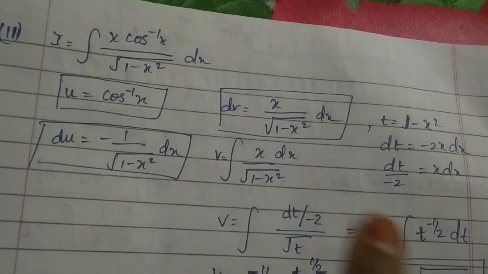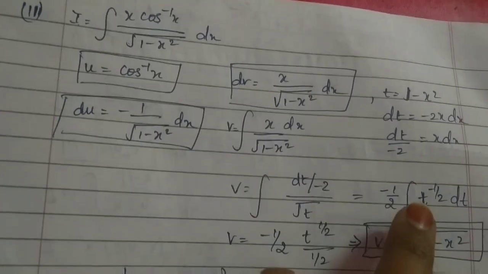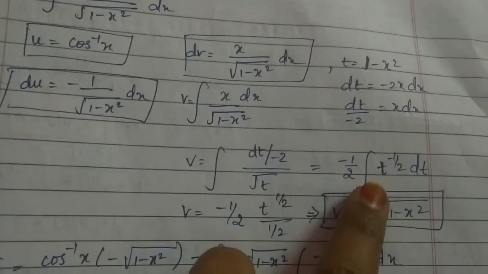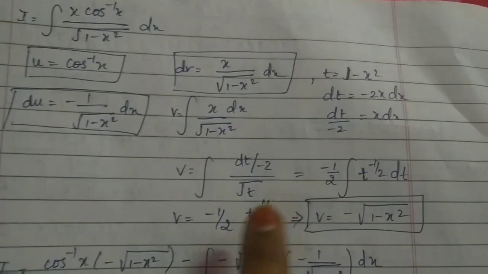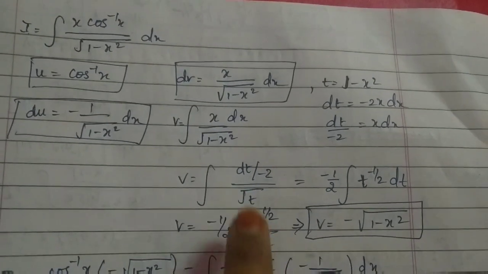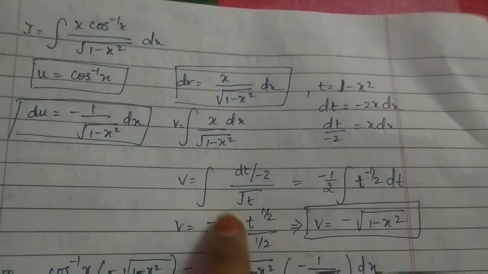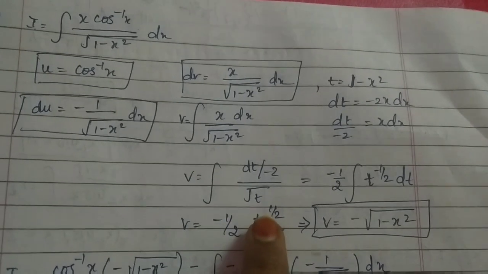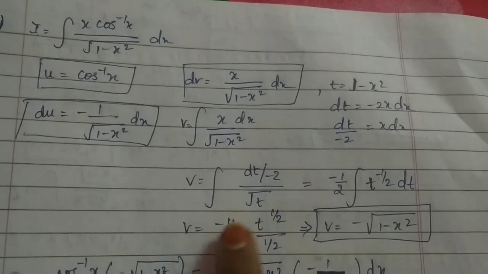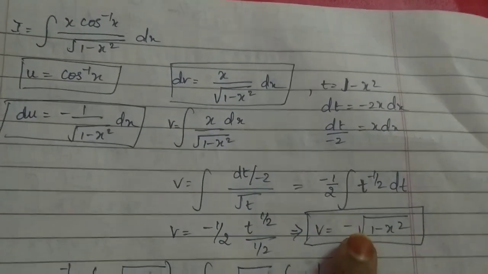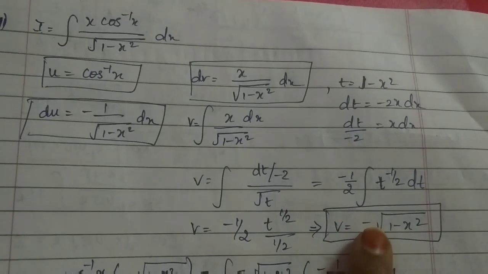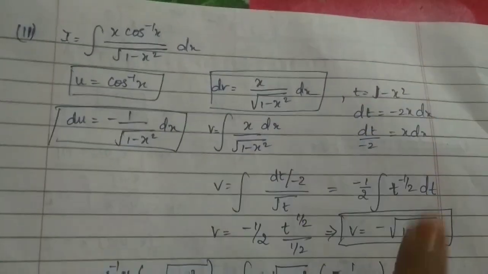Root t can be written as t power minus half. Now, when you integrate by applying x power n formula, you will be getting t power half by half. This 1 by 2 you need to reciprocate and write. When you reciprocate, that is half and half will get cancelled. You will be getting t power half, that is nothing but minus root of t. Minus root of t value is nothing but 1 minus x square.